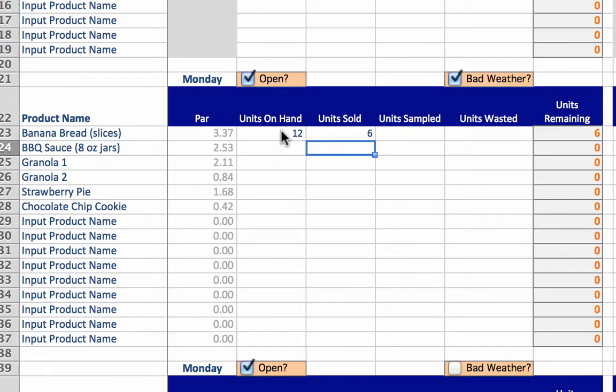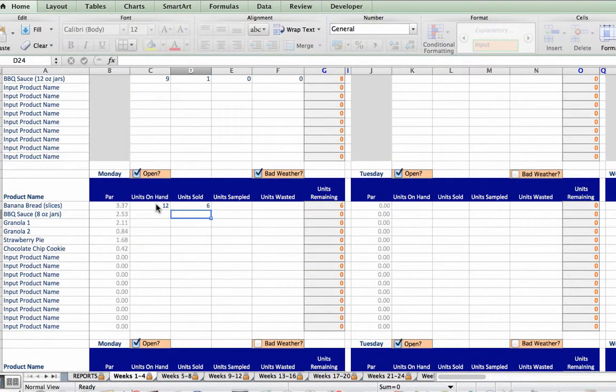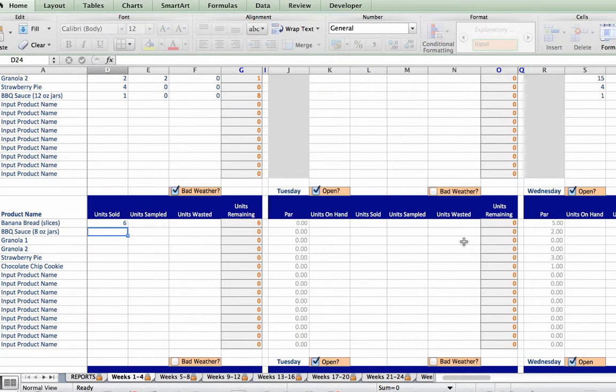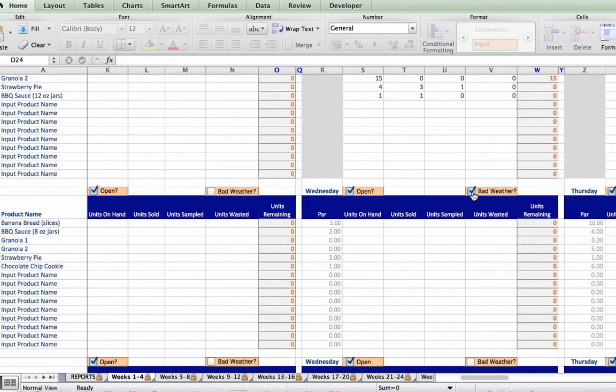As I mentioned before, you can look out for a week ahead and determine, well, I would want Monday to be a bad weather day based off of forecast. And I think Wednesday might also be a bad weather day based on forecast. But you can always uncheck the box if you get to Wednesday, let's say, and it turns out to be a beautiful day. All you have to do is uncheck this box and then input the units that you had on hand and how much you actually sold that day.